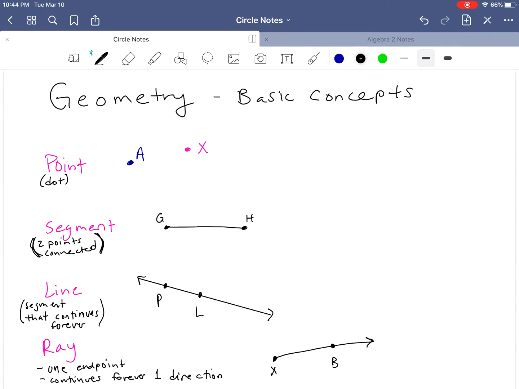Hey guys, today's video is going to be all about basic geometry concepts. So what I'd go ahead and do, maybe get a scrap piece of paper, write down these examples, and then if you have any questions, just feel free to message me.